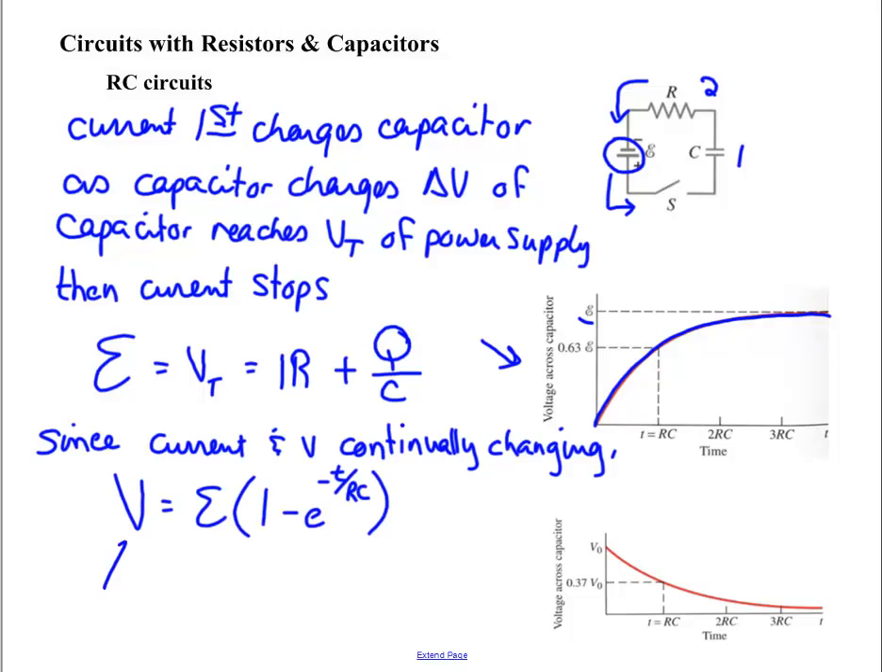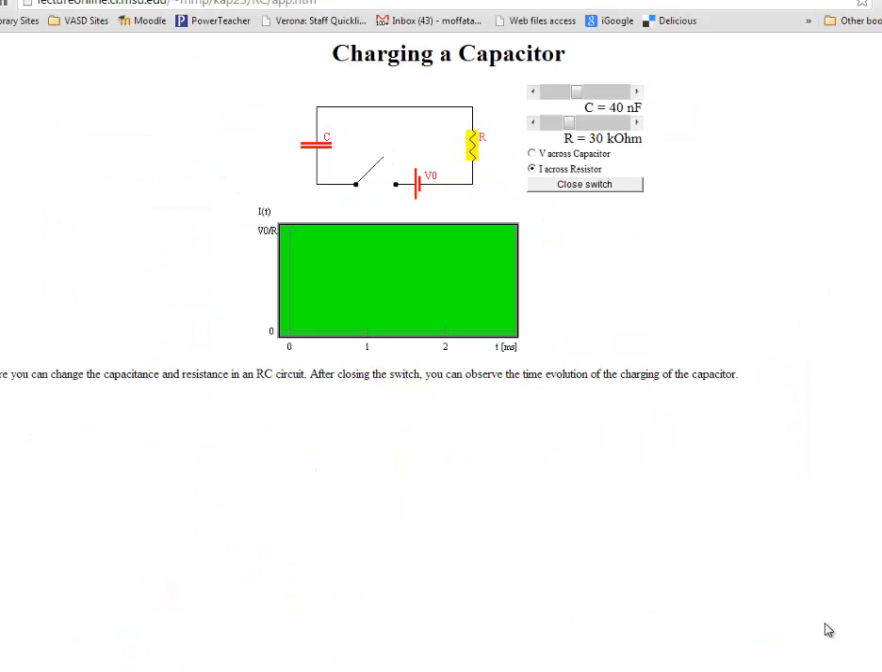Okay, so V in this case is the voltage across the capacitor, and the E is the battery EMF. Here we have the same type of circuit as illustrated before, and if we take a look at what happens when we close the switch, right now we have a 30 kilo ohm resistor and a 40 nanofarad capacitor. When I close the switch, what I'm going to see is the current across the resistor.